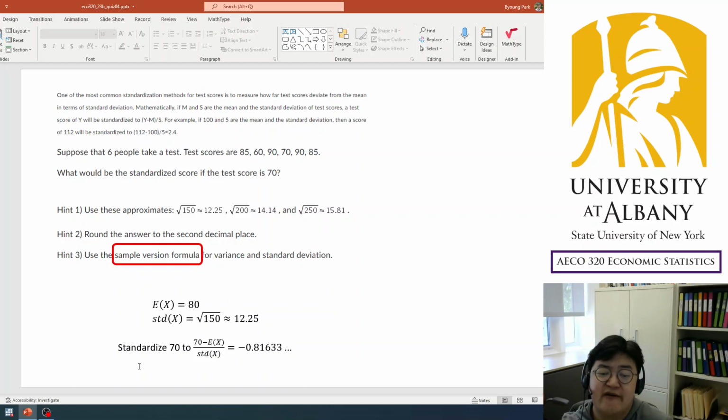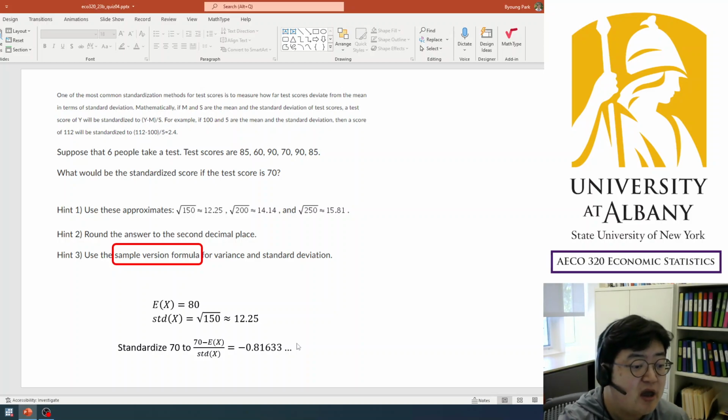And then finally, using these numbers, you have to standardize 70 in this form: subtract the mean, divide by the standard deviation. Using a calculator, it gives you minus 0.816 something. So it means that a score of 70 is below the average by 0.8 standard deviation. That much is the distance, the relative location from the mean.